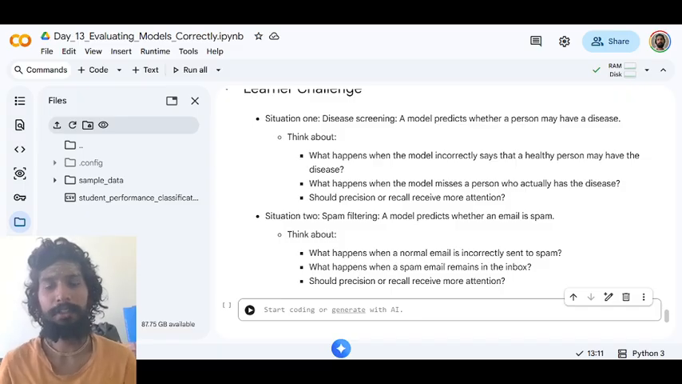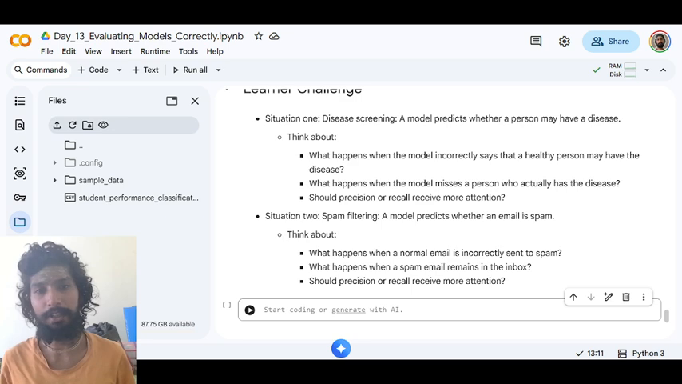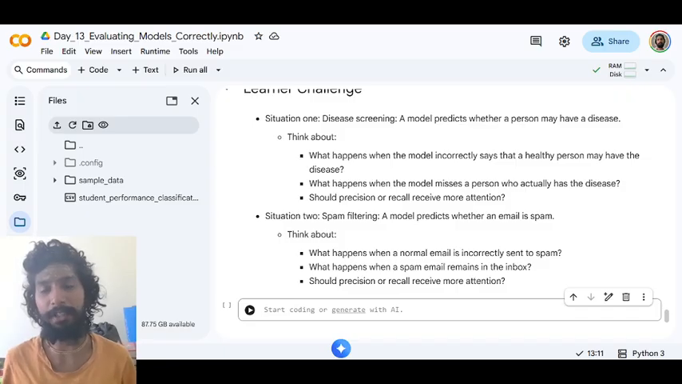For disease screening, recall usually deserves more attention. Why? Because a false negative means that a person who actually has a disease is missed. This could delay further testing or treatment. For spam filtering, precision often deserves more attention. Why? Because a false positive means that a legitimate email is incorrectly sent to the spam folder. The user could miss an important message.